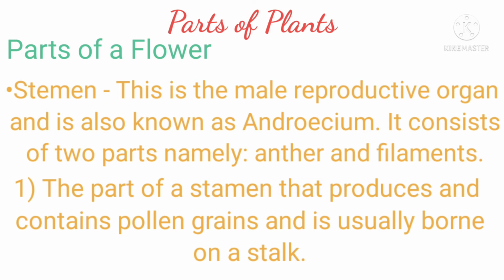Stamen. This is the male reproductive organ and is also known as androecium. It consists of two parts, namely anther and filament. Anther is the part of a stamen that produces and contains pollen grains and is usually borne on a stalk.